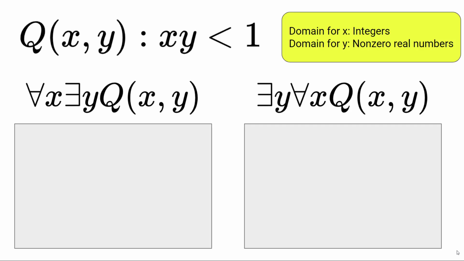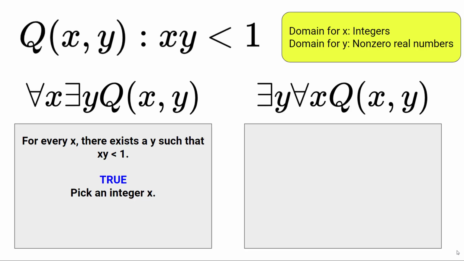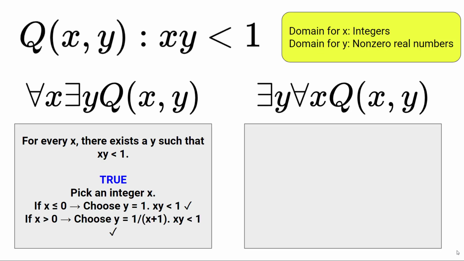The statement for all x there exists a y such that xy is less than 1 is true, and here's an explanation. Choose any integer you like. If you chose an x that was 0 or negative, set y equal to 1, and then therefore x times y is less than 1. If you chose an x that was positive, set y equal to 1 over x plus 1. Then x times y is x over x plus 1, and because the denominator is bigger than the numerator, the fraction is less than 1. That explanation, notice, does not depend on any specific examples. It works for all x.